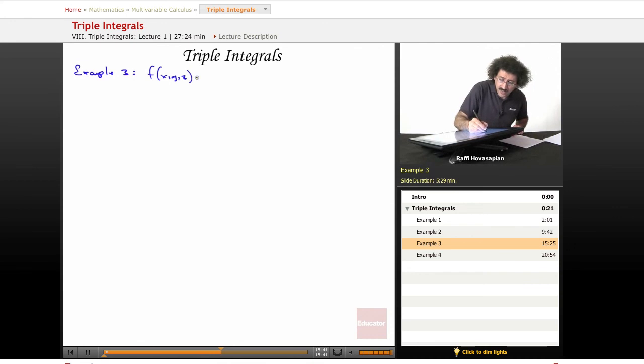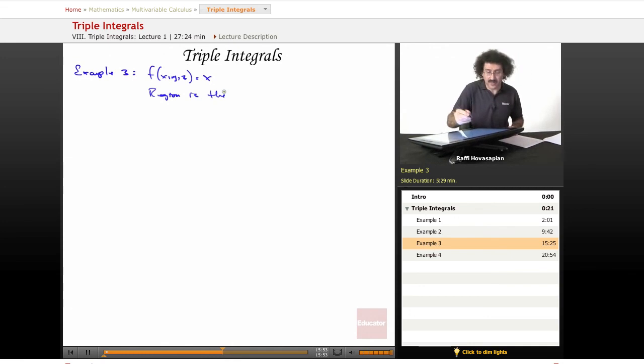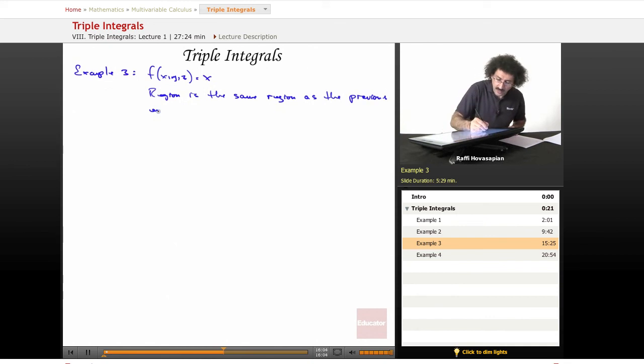It's going to be a rather simple function. We're just going to go with x. That's it. Okay, x. And the region is the same region as the previous example.